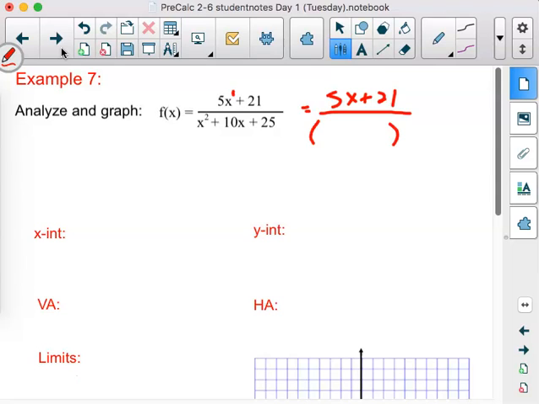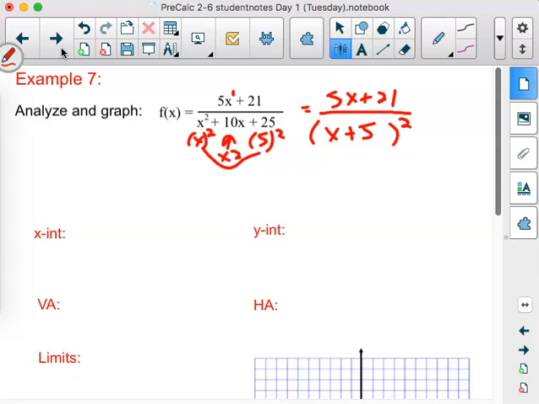But in the denominator I have a quadratic, and it looks like a perfect square trinomial. This is x squared and this is 5 squared. And if we multiply those together and double them and get the middle term, it is a perfect square trinomial. So x times 5 is 5x, doubled is 10. That means we can write this as x plus 5, the quantity squared, a binomial squared. And then we go immediately to the vertical asymptotes.